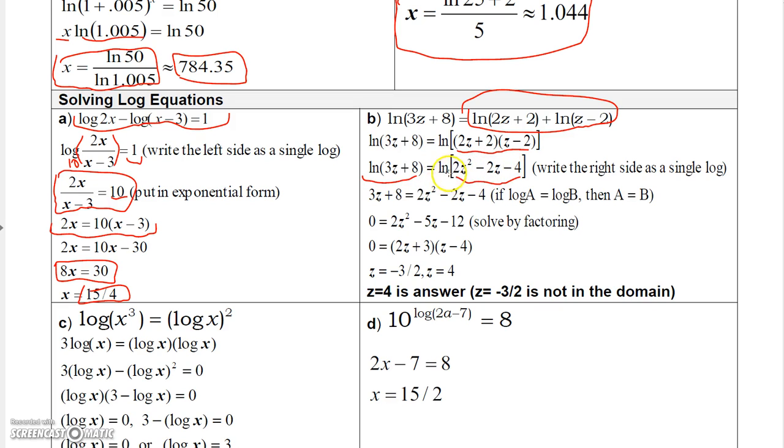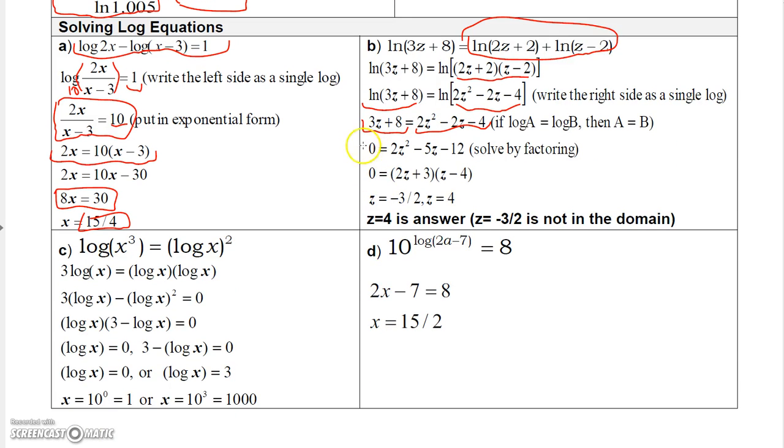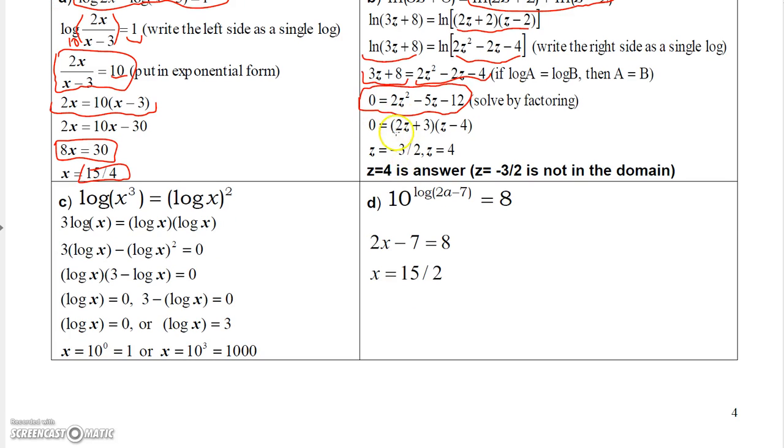So now I have a log on the left equal to the log of the same base on the right. So now I can just eliminate the two logs, because remember, if the log of m equals log of n, then m must equal n. Okay, so now if I subtract 8 and subtract 3z from both sides, I get a quadratic equation, 2z squared minus 5z minus 12 equals 0. Then I can factor that and then set the factors equal to 0 and solve it, and I get z equal negative 3/2 and z equal 4.